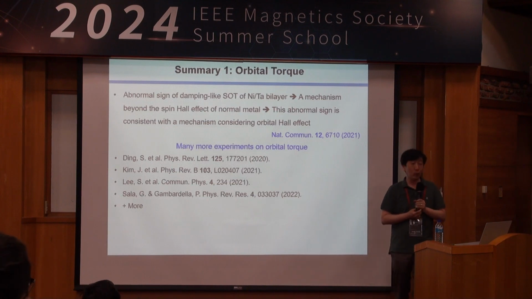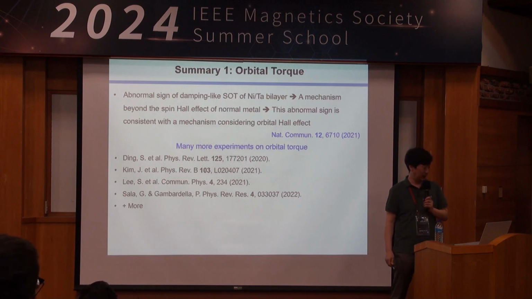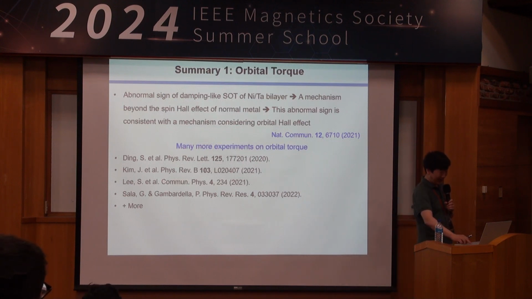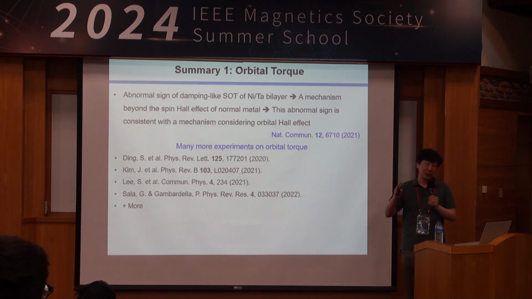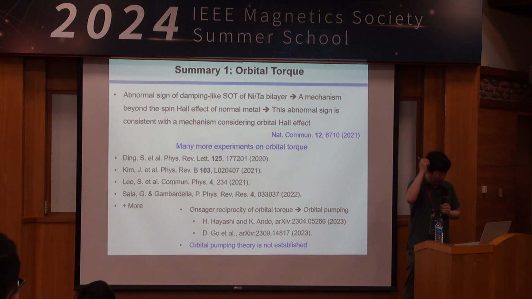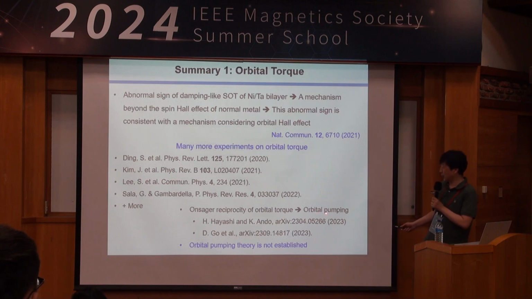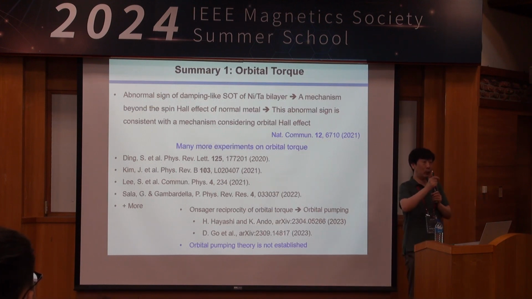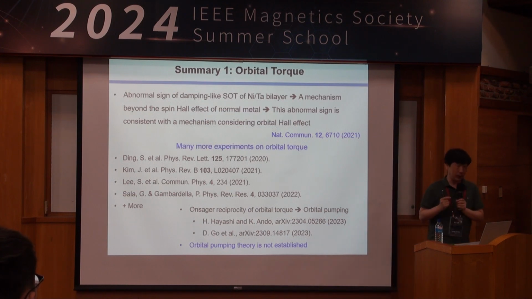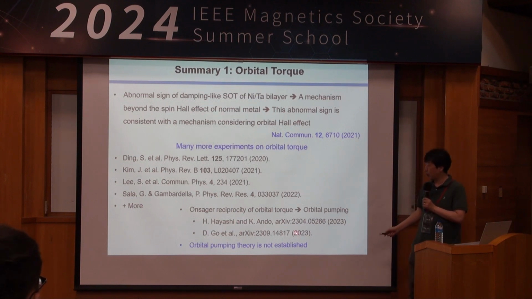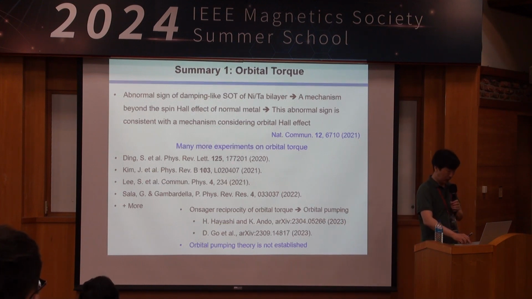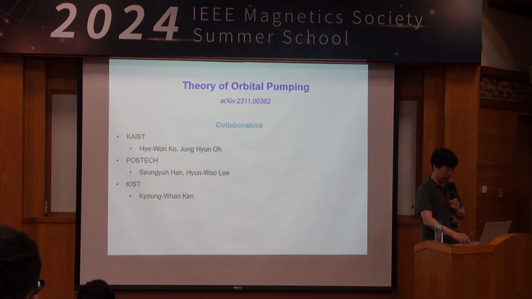There is more and more consensus that there may be some orbital contribution, even though I'm still skeptical. You can just measure the magnitude, it is very ambiguous. Okay, then let me assume there is orbital torque. Then the natural next question is orbital pumping, because just like the relation between spin torque and spin pumping, if there is orbital torque, there must be orbital pumping, which is connected via the Onsager relation. There are already several arXiv papers, but we found that orbital pumping theory is not complete. So we did our own theory work.